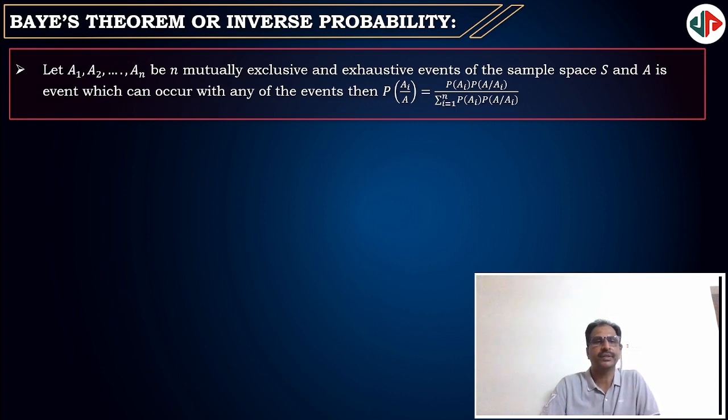Next, if A1, A2, A3, so on, An are mutually exclusive and exhaustive events of a sample space, and A is the event which can occur with any of the events, then P of Ai by A is given by P of Ai into P of A by Ai divided by sigma i equals 1 to n P of Ai into P of A by Ai. This is known as Bayes' statement.